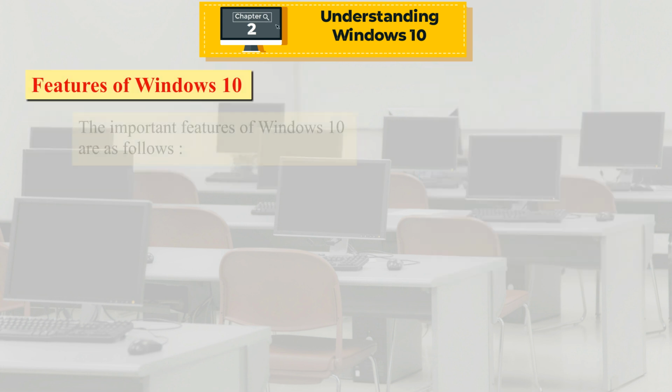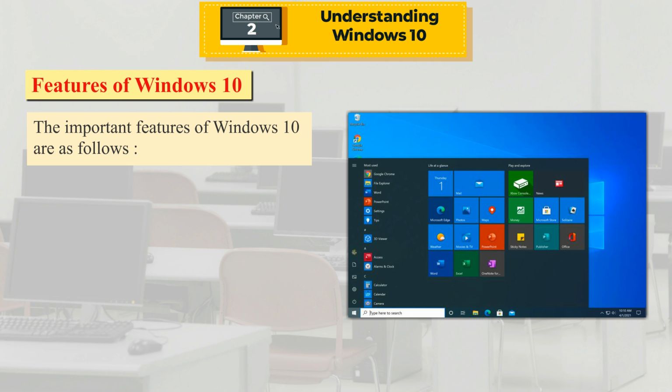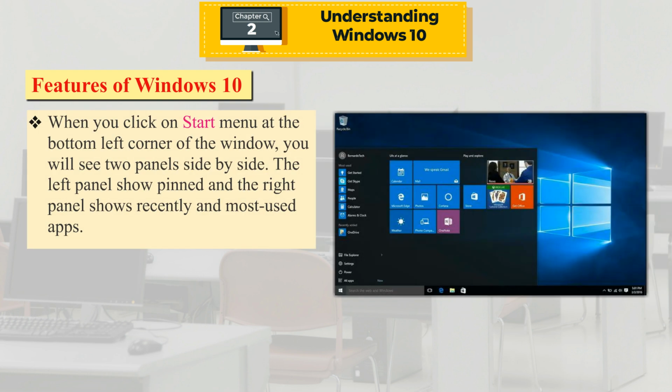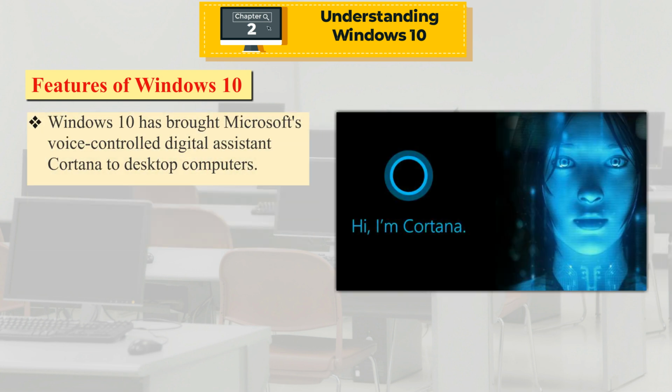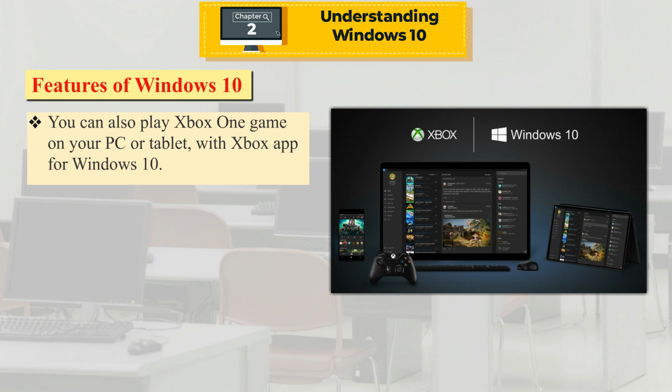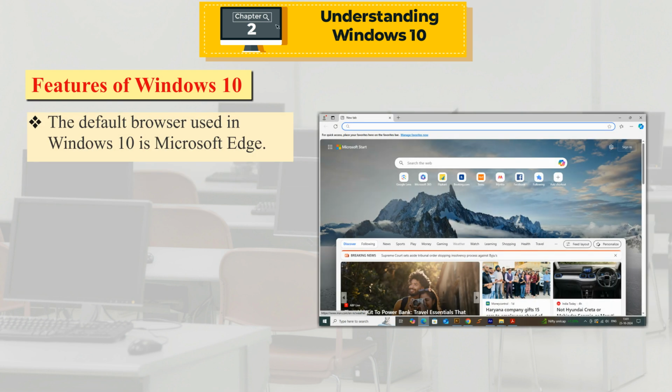Features of Windows 10. The important features of Windows 10 are as follows. Microsoft has finally brought back the Start menu, which was taken away in Windows 8. When you click on the Start menu at the bottom left corner of the window, you will see two panels side by side. The left panel shows pinned apps and the right panel shows recently and most used apps. Windows 10 has brought Microsoft's voice-controlled digital assistant Cortana to desktop computers. You can also play Xbox One games on your PC or tablet with the Xbox app for Windows 10. The default browser in Windows 10 is Microsoft Edge.